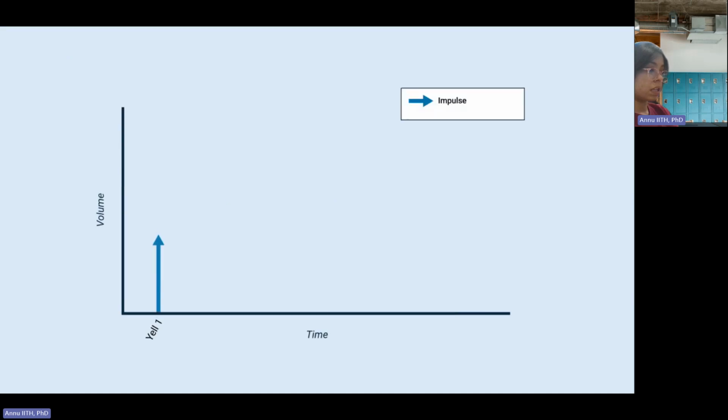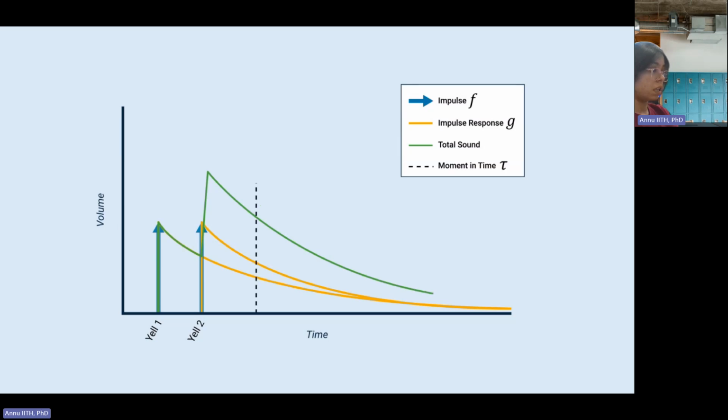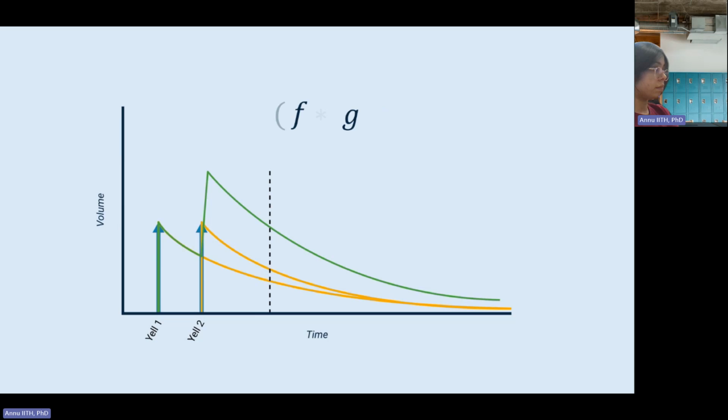Let's say you yell, and before the room's impulse response, G, dies out completely, you yell again. This creates a new impulse input function, F. The total sound in the room will be the combination of the new yell plus whatever is left over from the first yell. This means that at any moment in time, tau, we can figure out what the room sounds like by simply convolving the impulse response of the room G with the inputs into the room F.